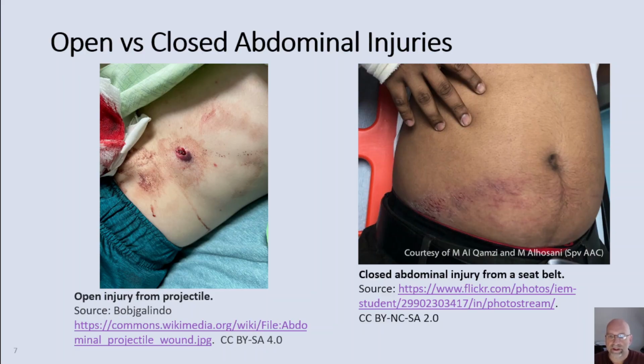Treatment of open abdominal injuries includes maintenance of ABCs, controlling external bleeding, determining the need for spinal motion restriction, treating for shock, and placing the patient in a position of comfort for transport. If there is an impaled object, care must be taken to stabilize the object for transport to the trauma center.